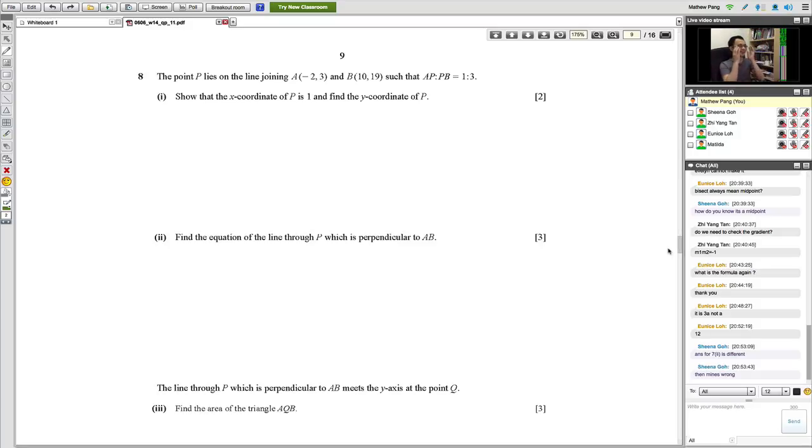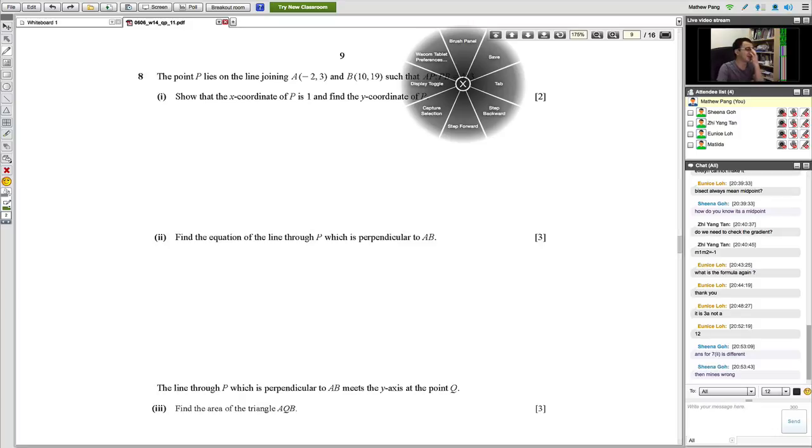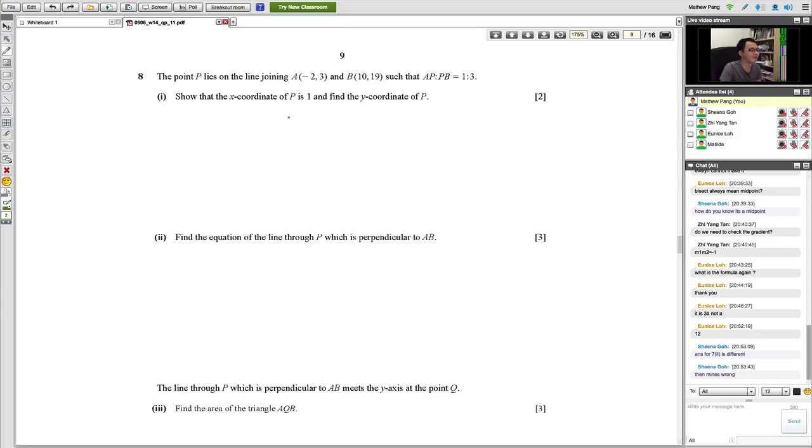Okay, this one. Show that the x coordinate of P is 1 and find the y coordinate of P. Actually, for the ratio thing, I mean, in SPM, not in IGCSE, they actually have some way to do it. I just show you here, and then I will show you the other way to solve it. Okay, so let's say I have A, P, and B. The ratio here is 1, 3, right? And the coordinates here are -2, 3, 10, 19.